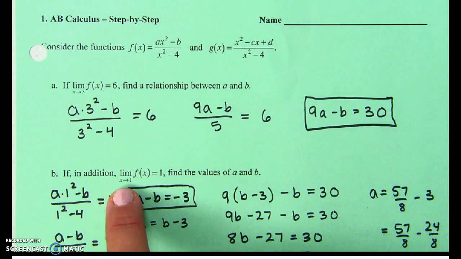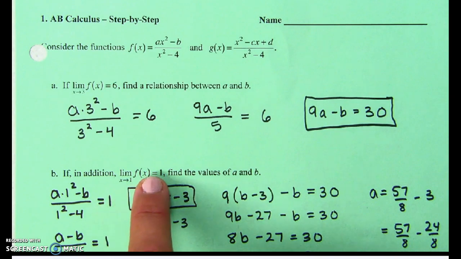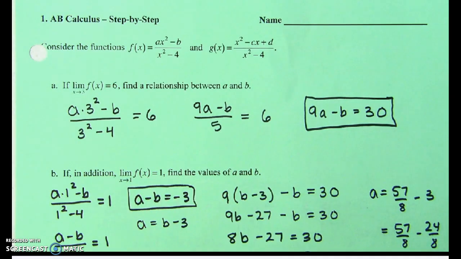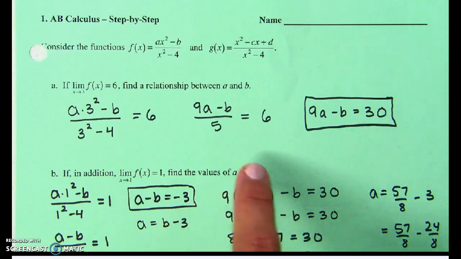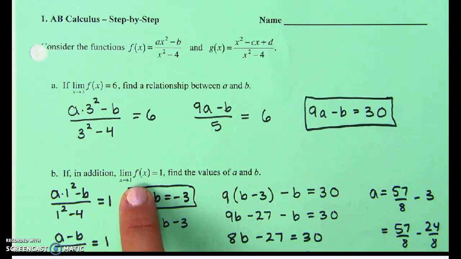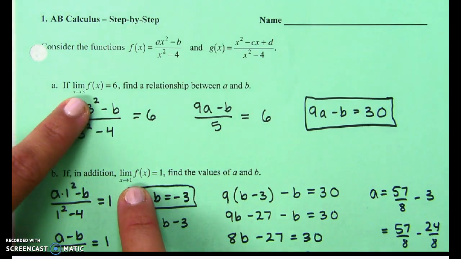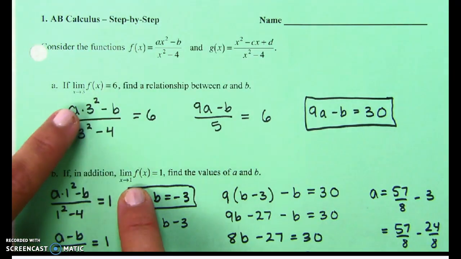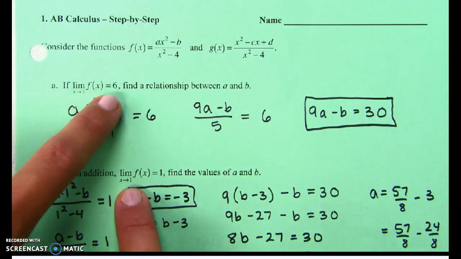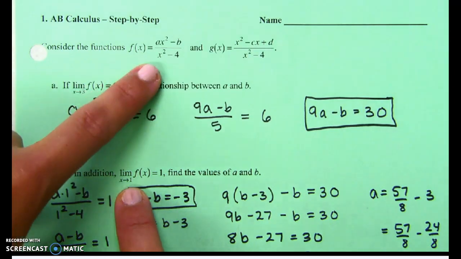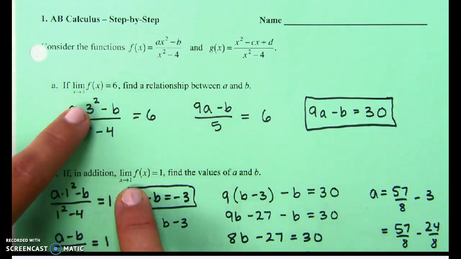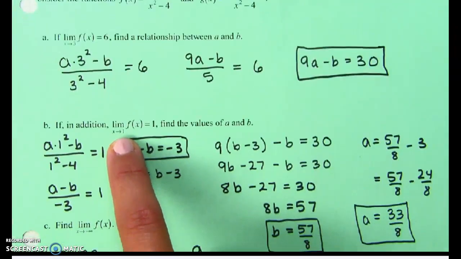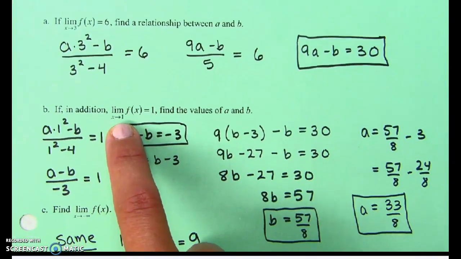If, in addition, the limit as x approaches 1 of the f function equals 1, now we can find a and b because we're going to have two equations with two unknowns. So here, x is 1 and y is 1. The limit is always a y value. And just to let you guys know, remember, 3 and 1 don't make the denominator 0, so we can plug in 3 and 1. You need to think, 2 and negative 2 would make the denominator 0, but not 3 and 1. So we're good to plug those in.